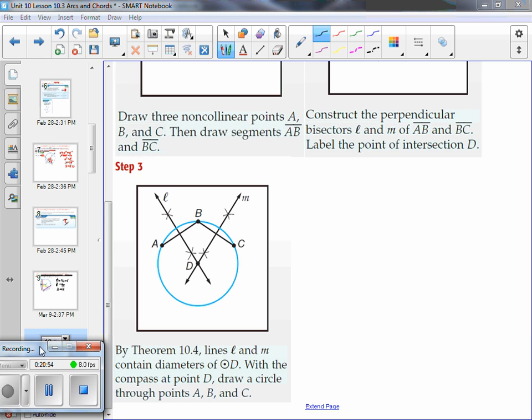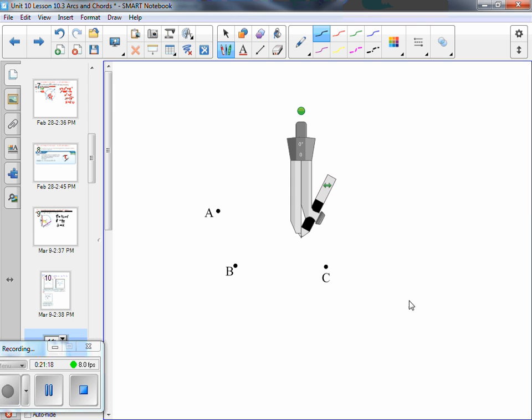And then think about it. Those two lines that contain diameters intersected at D. Well, where do diameters intersect? If two diameters intersect, they intersect at the center of the circle. So D is the center of the circle. Now we can draw the circle. So here we go. Put 3 points, A, B, and C, on your paper, and use your straight edge to construct segment AB and segment BC.